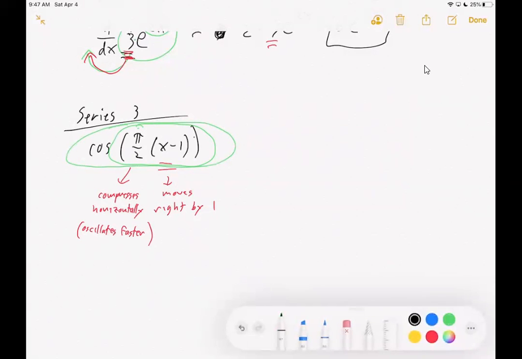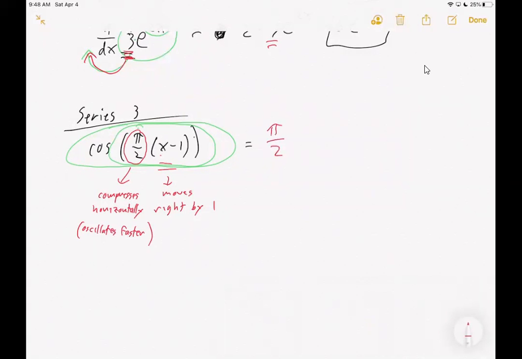So once again, this is a 2-step problem. I think it's easiest when you're working with the trig functions to do inside out. So what would the derivative of the inside be? Put the pi over 2 on hold. Okay, that's a constant, so I'll put that on hold. And the derivative of x minus 1 is just 1. Multiply back by the pi over 2. So the derivative of the inside is pi over 2.